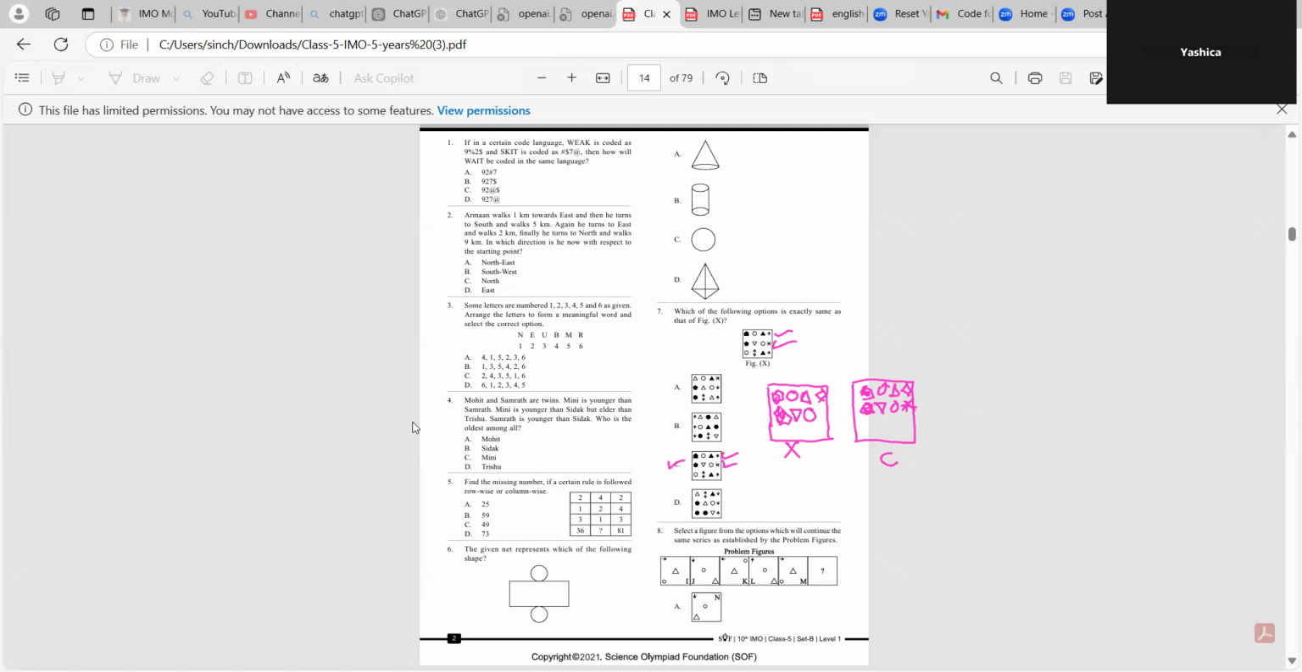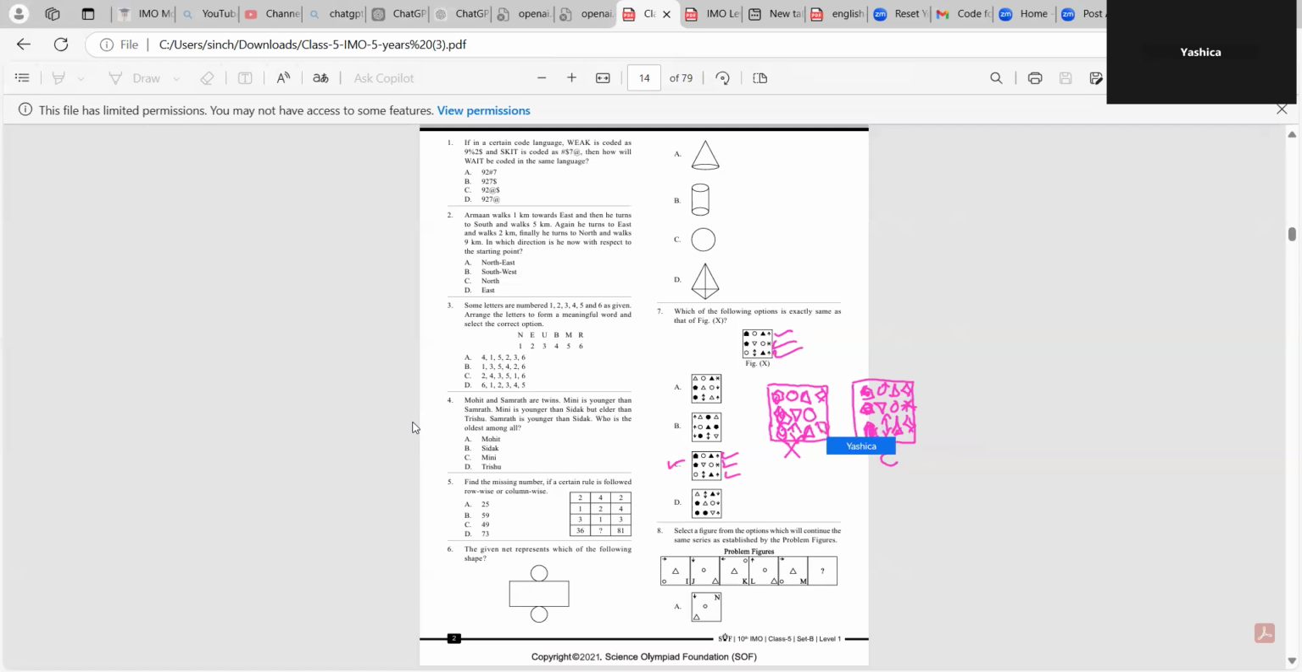There is a hexagon which is there in both of them. There is an arrow signaling up down in both of them. Then there is a triangle which is there in both of them, and there is that diamond shape again which is there in both of them. So as we can see, all of them are same.